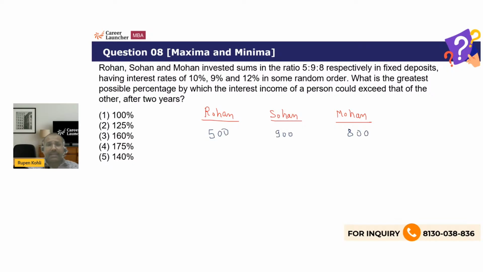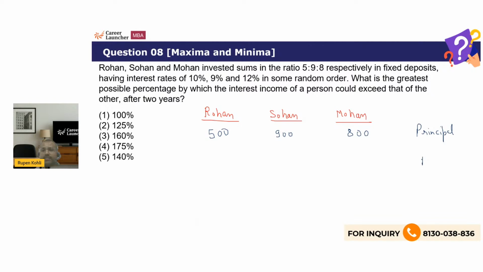You want to maximize the gap between the interest income of one person with respect to the other. So the question is asking you to do the allocation of the percentage rates so as to do that maximization. The larger the income of the one person and the smaller the income of the other person, the larger will be the percentage gap also, right? So obviously the person who has put the highest amount, if you associate the highest percentage to that person, the higher will be his gain or income, right? So this is the principle.